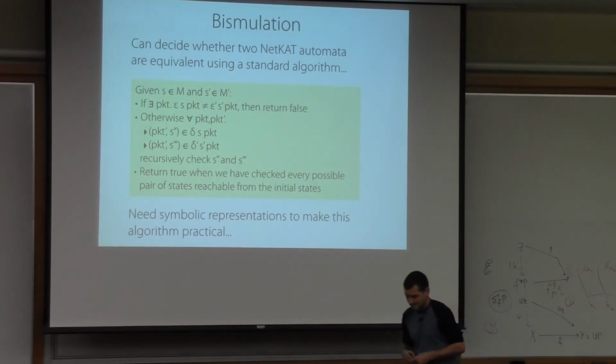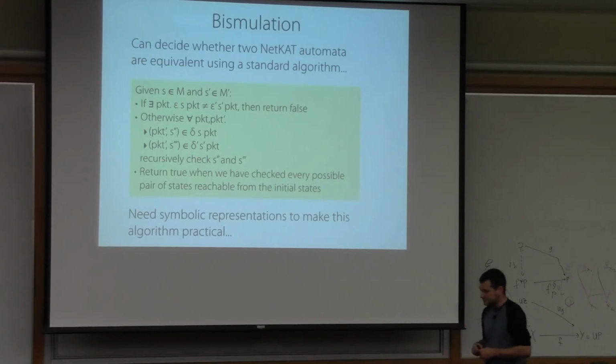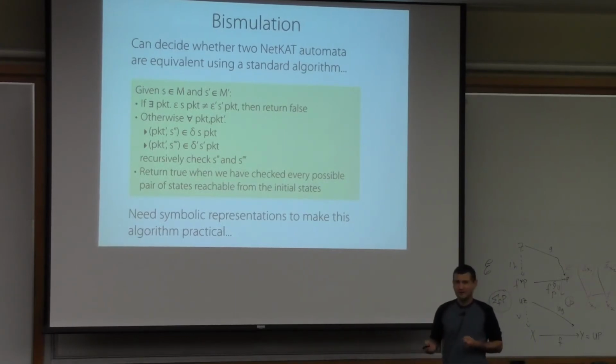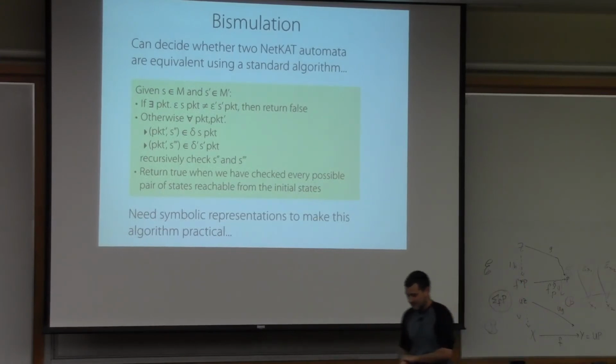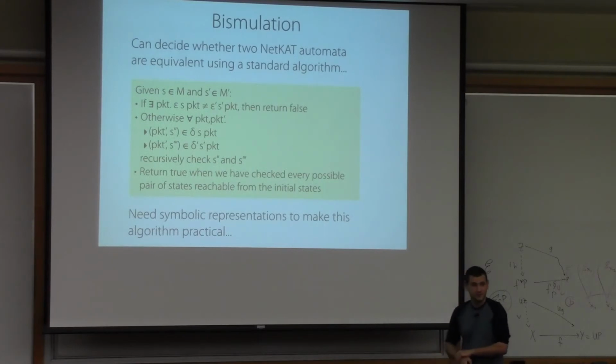So this algorithm is pretty straightforward. Of course, to actually make this practical, you'll notice that here I formulated it in terms of enumerating through every possible packet, and you wouldn't want to do that. So to make this practical, you need to find some symbolic ways of only testing representatives from large equivalence classes of packets. And there are some tricks you can use in implementation to make that practical.